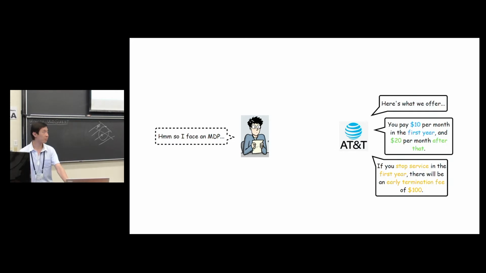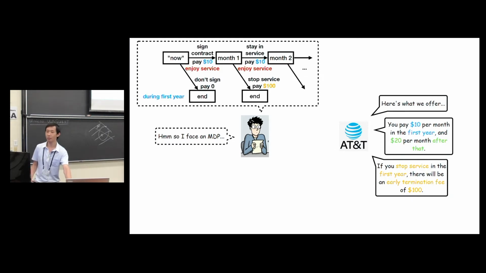The customer's decision problem is actually an MDP. You don't need to remember any of this because we'll be done with that very soon. During the first year, the MDP looks like this. In state now, there are two actions that the agent could play. The agent could walk away right now and sign nothing, so the procedure ends. Or the agent could sign the contract, pay $10, enjoy the service, and we move forward to month one.